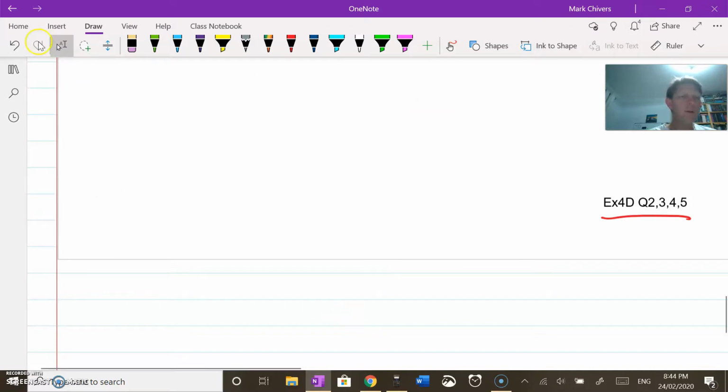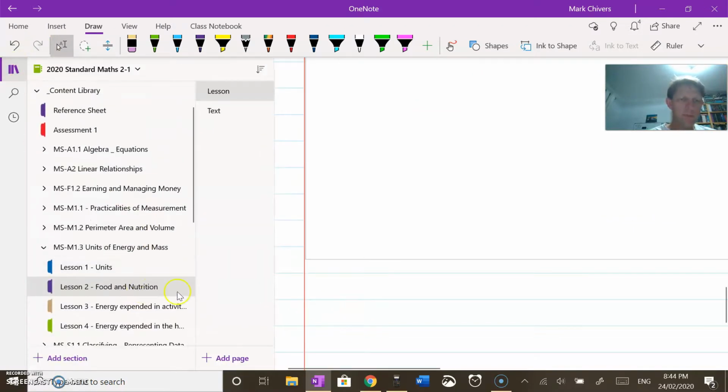What are we doing next? We're doing energy expended in activities. So looking into different sports and how we burn the energy that we consume by doing activities. See you then.